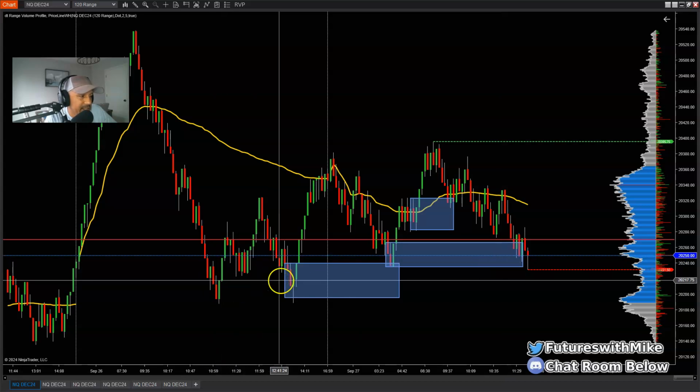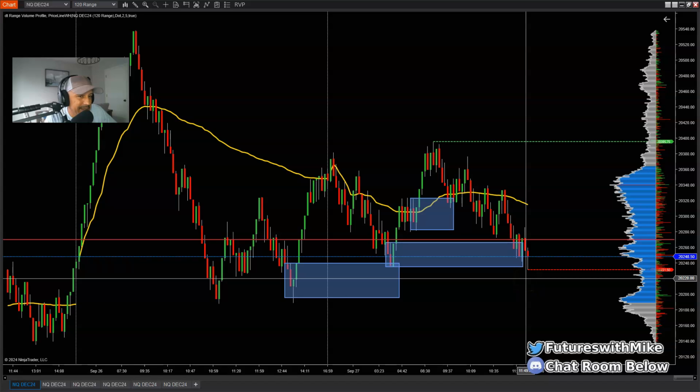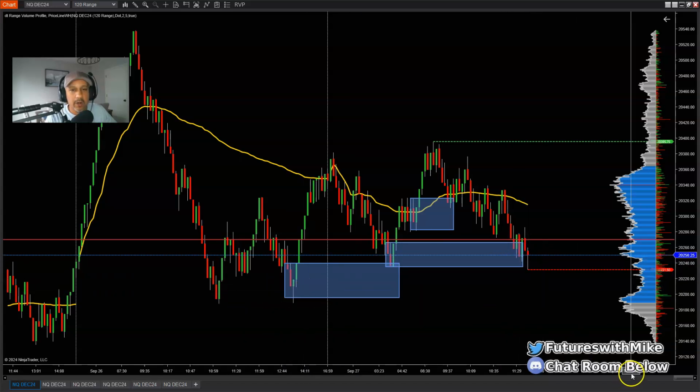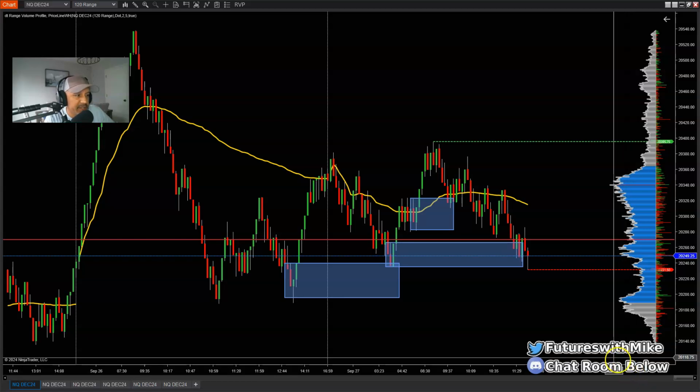Will they actually test this zone and react a little bit just to fake traders out, to stop buyers out, to push lower? That's what I'm getting at. Okay, so hopefully you understand that.